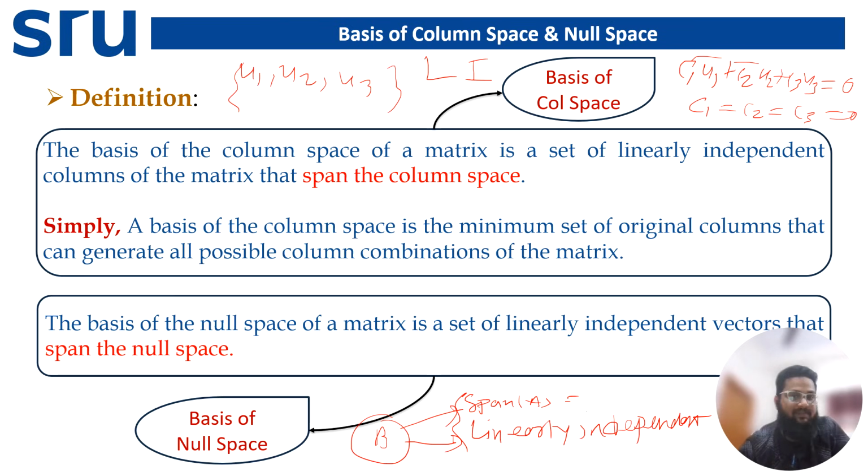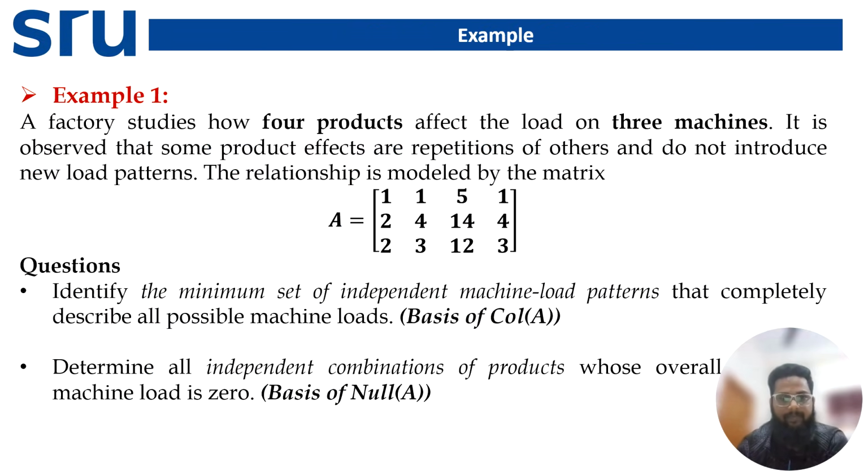So in the column space also, we find which columns are linearly independent and keep them in a set. This will be called the basis. In a similar way, for the solutions you get for the null space, check which set of solutions is linearly independent. Not all the solutions, we will check only the linearly independent vectors. This is called the basis of null space. Clear? This is the concept of basis of column space and null space. So we will solve problems.